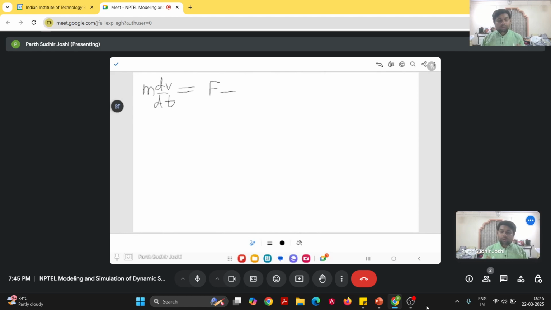minus the force acting on the rack because of the movement between the rack and the guide rails. Which is the damping coefficient into velocity, which is RV. So this is the damping force.